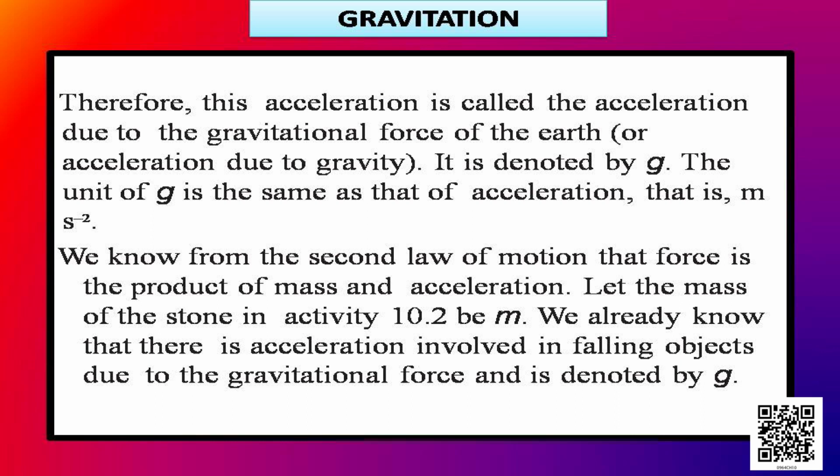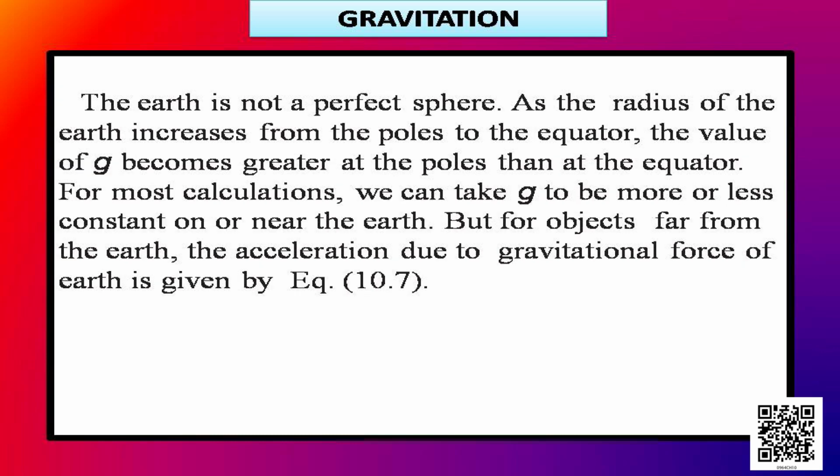It is denoted by g, and the unit of g is the same as that of acceleration, that is ms to the power minus 2. We know from the second law of motion that force is the product of mass and acceleration. The earth is not a perfect sphere. As the radius of the earth increases from the poles to the equator, the value of g becomes greater at the poles than at the equator. For most calculations, we can take g to be more or less constant on or near the earth.